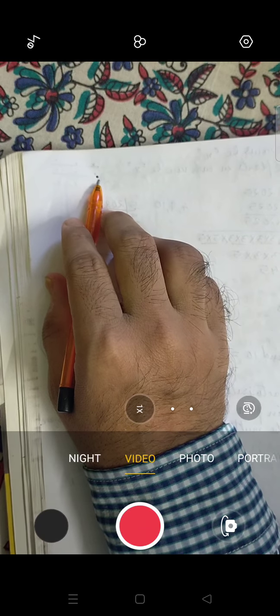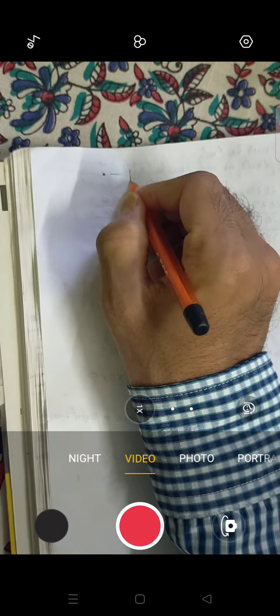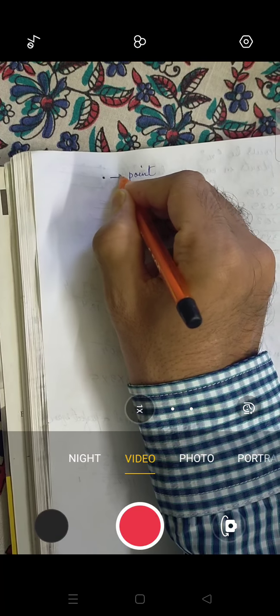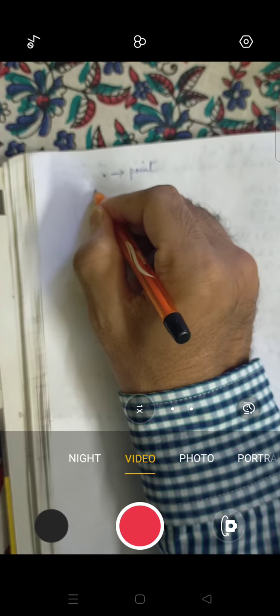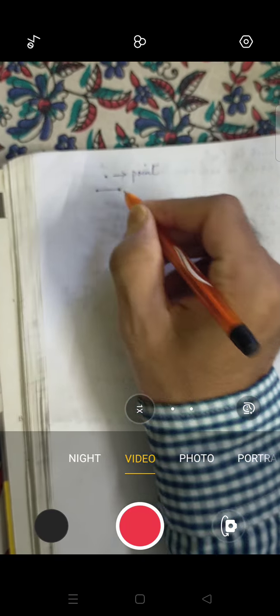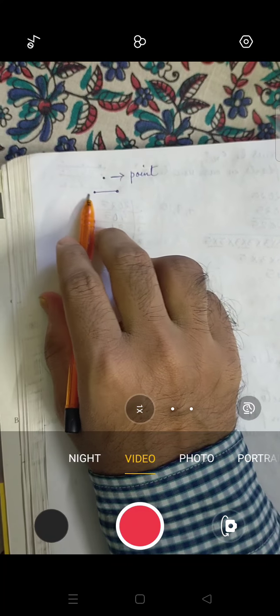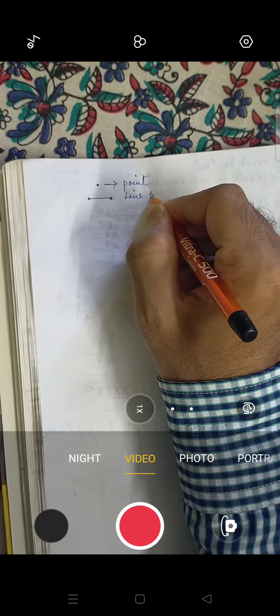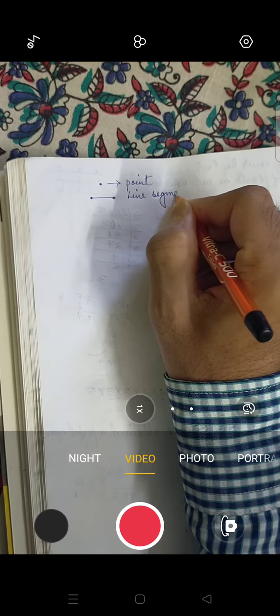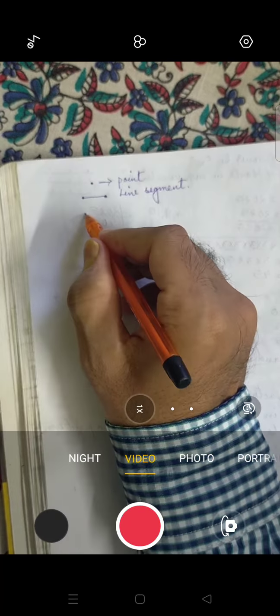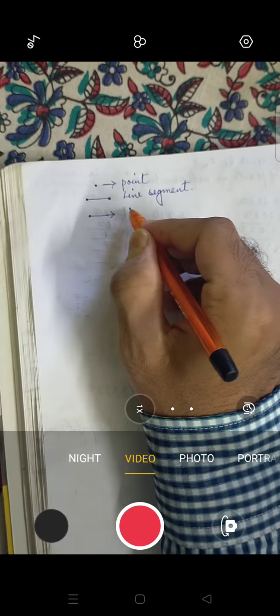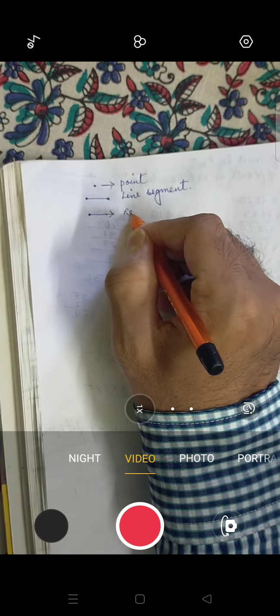This is a point. This is called a point. Then if there are two points and you join these two points together, they are known as a line segment. Line segment. If you have one point and there is an arrow like this, it is called a ray.